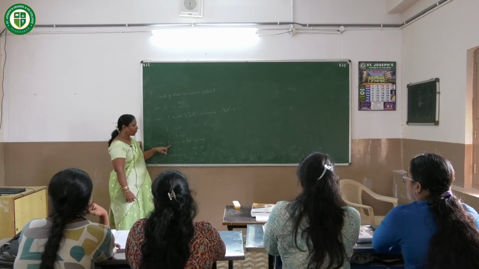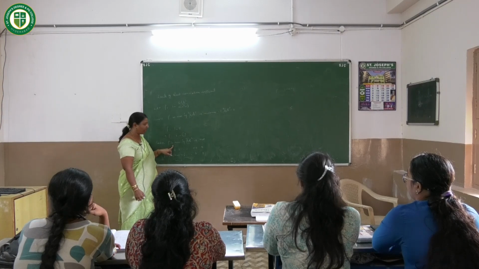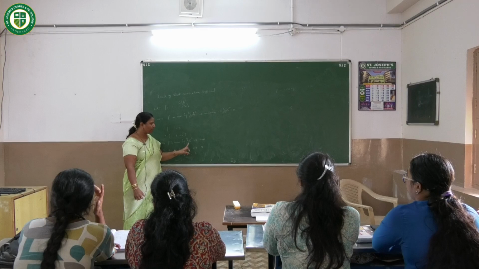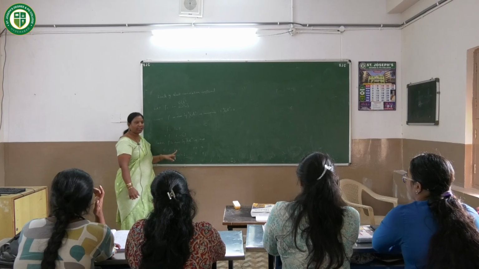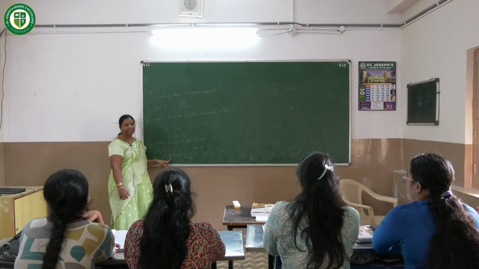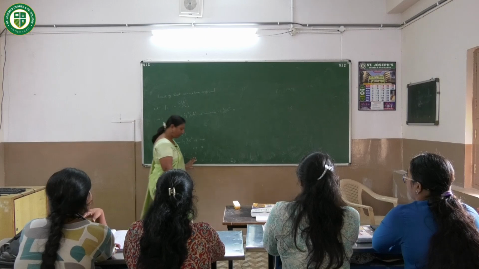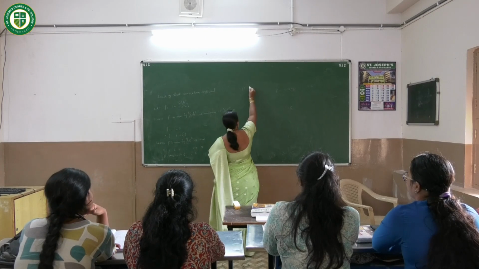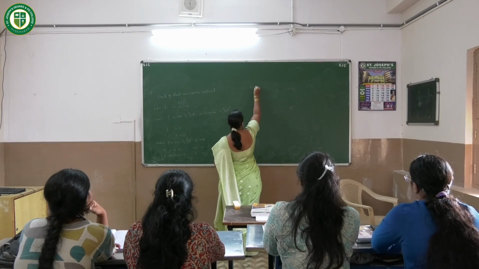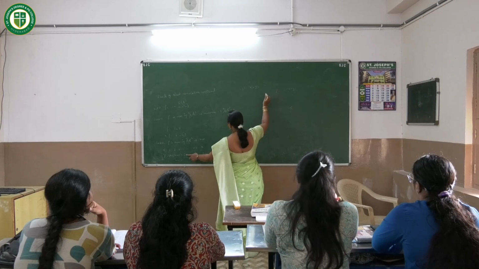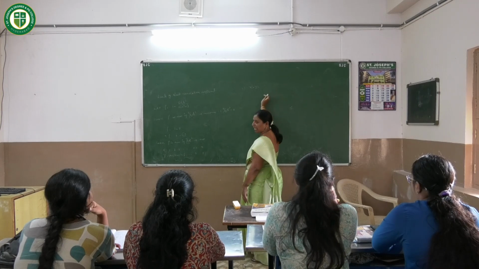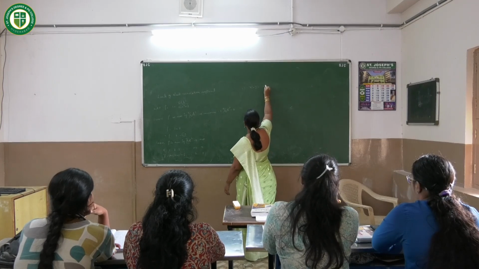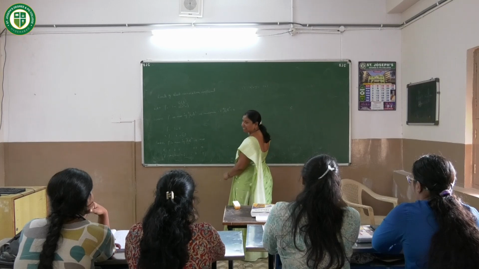Then only rho is minimum. Rho is minimum if summation di square is maximum. Summation di square is maximum if the ranks of the two individuals are in opposite direction. From this table, I want xi plus yi. That is n plus 1. Total becomes n plus 1.